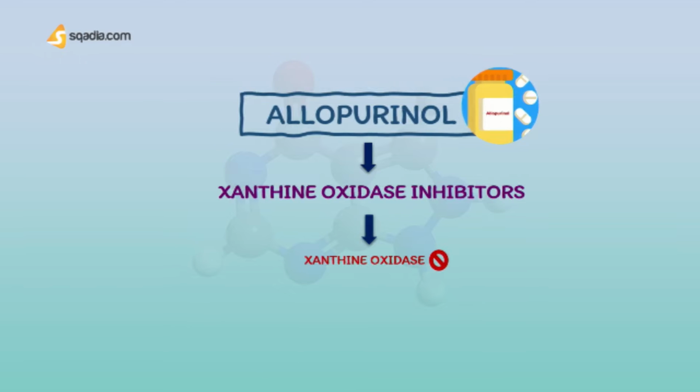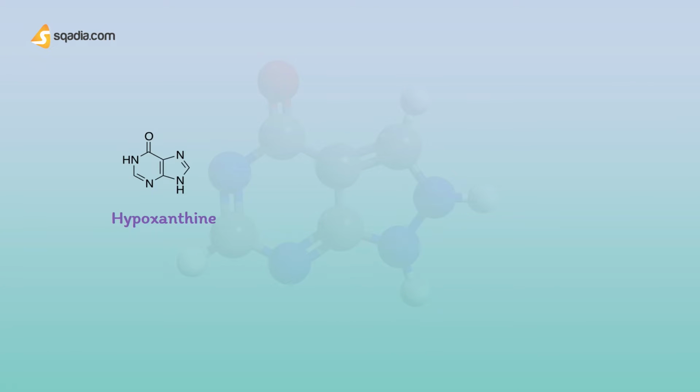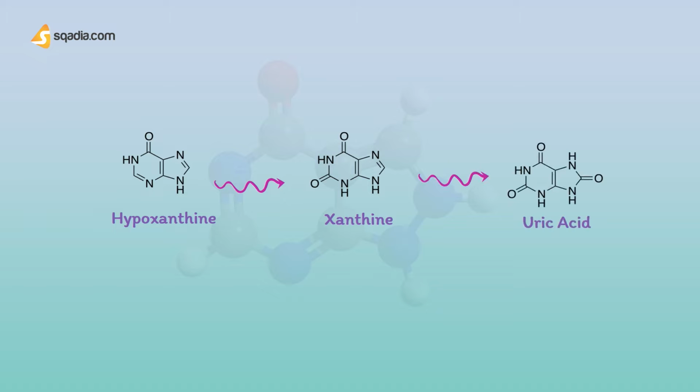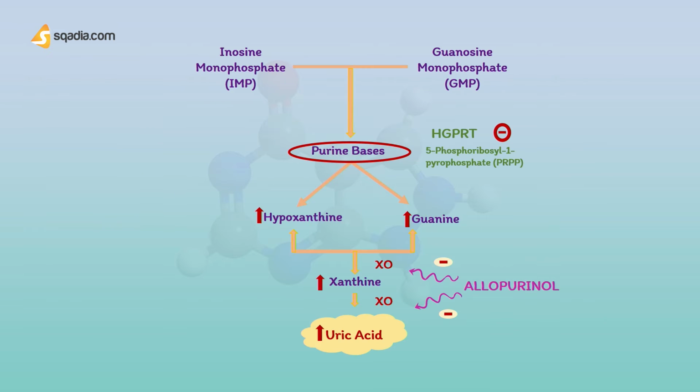Let's find this out. Normally, our body has hypoxanthine, which converts into xanthine and then into uric acid with the help of an enzyme named xanthine oxidase. This is actually the last 2 steps of purine catabolism. You can see in this picture.